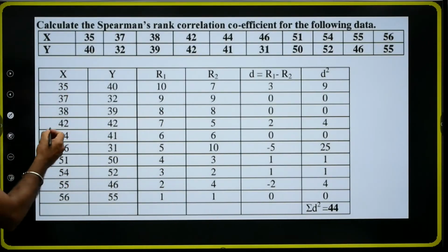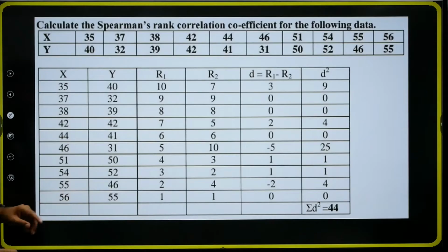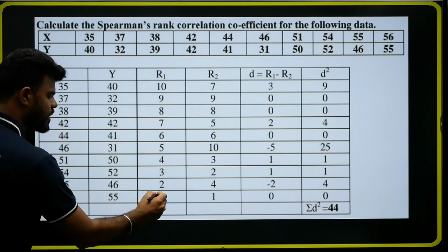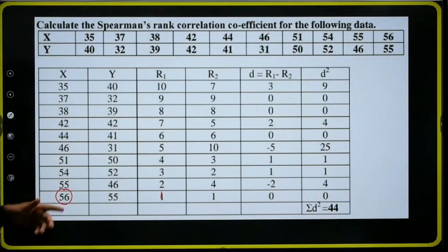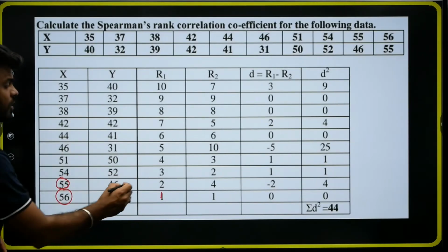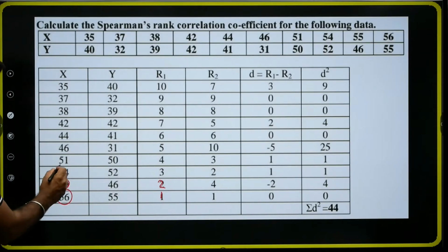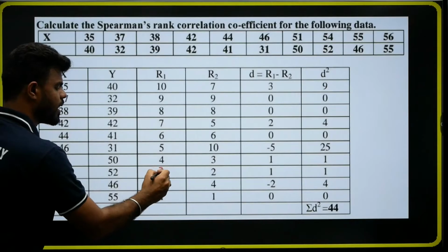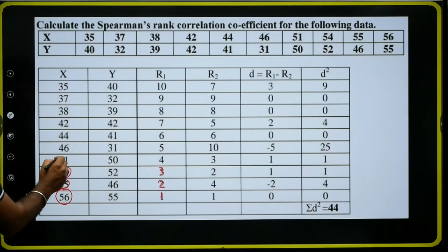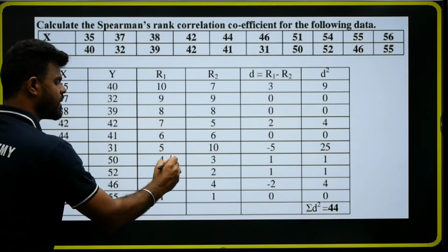See here, in the x variable, what is the highest value? The highest value is 56. Therefore you have to write rank 1, and the second highest value is 55. Therefore we can say rank 2. Next, the third highest value is 54. Therefore you must write rank 3. Next, the fourth highest value is 51. Therefore you must write rank 4.